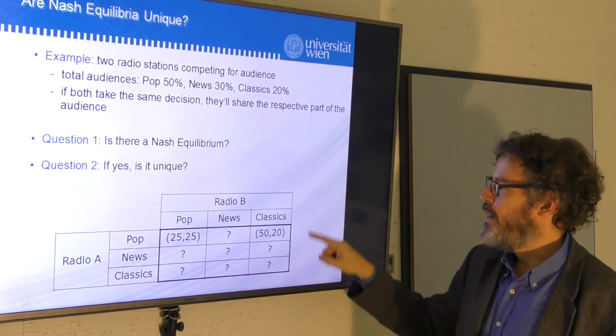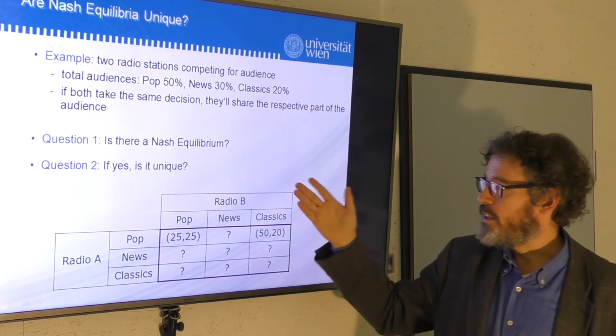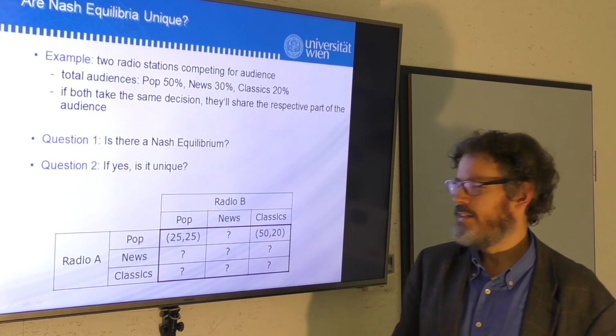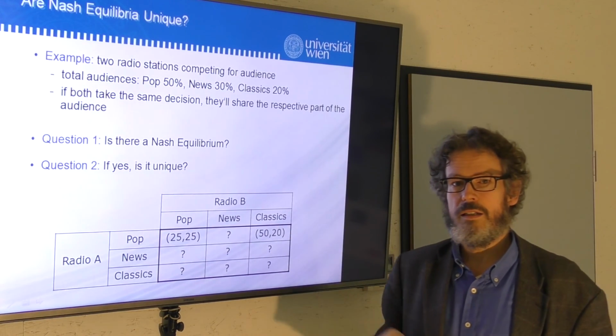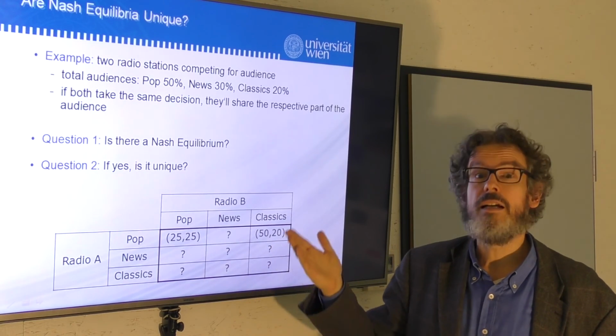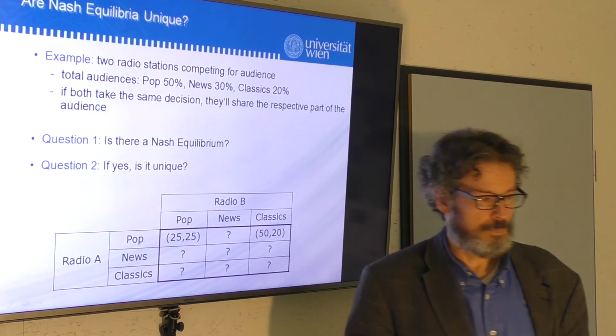And in this way you can fill this matrix, and please do it for yourself, because then there are 2 questions. Is there a Nash equilibrium in this case? And if there is one, is there only one? Is it unique, or can we find another second Nash equilibrium? I leave this for you.